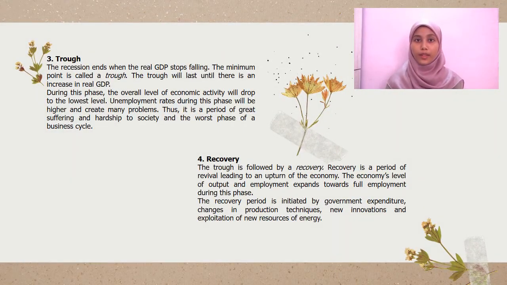Then, the third phase is trough. The recession ends when the real GDP stops falling. The minimum point is called a trough. The trough will last until there is an increase in real GDP. During this phase, the overall level of economic activity will drop to the lowest level. Unemployment rates during this phase will be higher and create many problems. Thus, it is a period of great suffering and hardship to society and the worst phase of a business cycle.